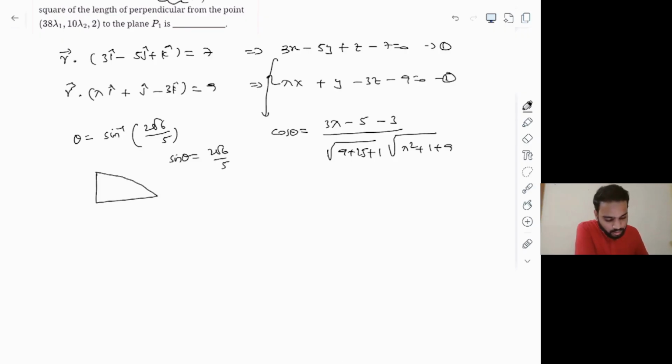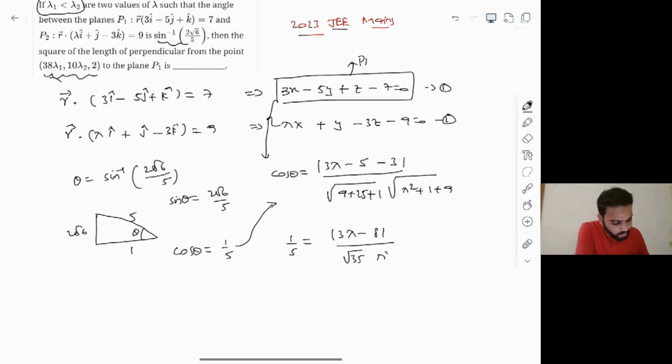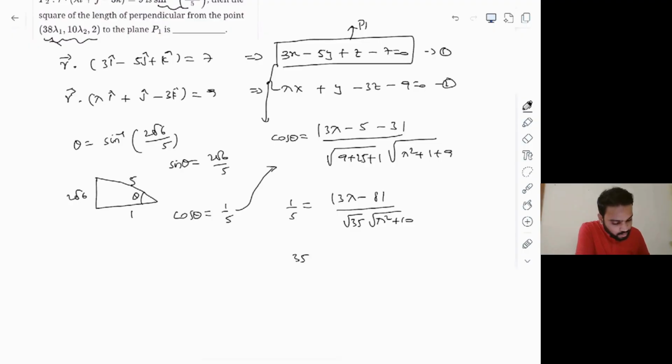And we know how to find cos theta, right? So sine theta is 2 root 6 divided by 5. Let's calculate the adjacent side: 25 minus 24, which is 1. So what is cos theta from here? Cos theta will be equal to 1 divided by 5. Take it and substitute it here. So you get 1 by 5 is equal to modulus of 3 lambda minus 8 divided by square root of 35 multiplied by square root of lambda square plus 10. And you can cross multiply and square on both sides here. You get 35 into lambda square plus 10 is equal to 25 multiplied by 3 lambda minus 8 whole square.